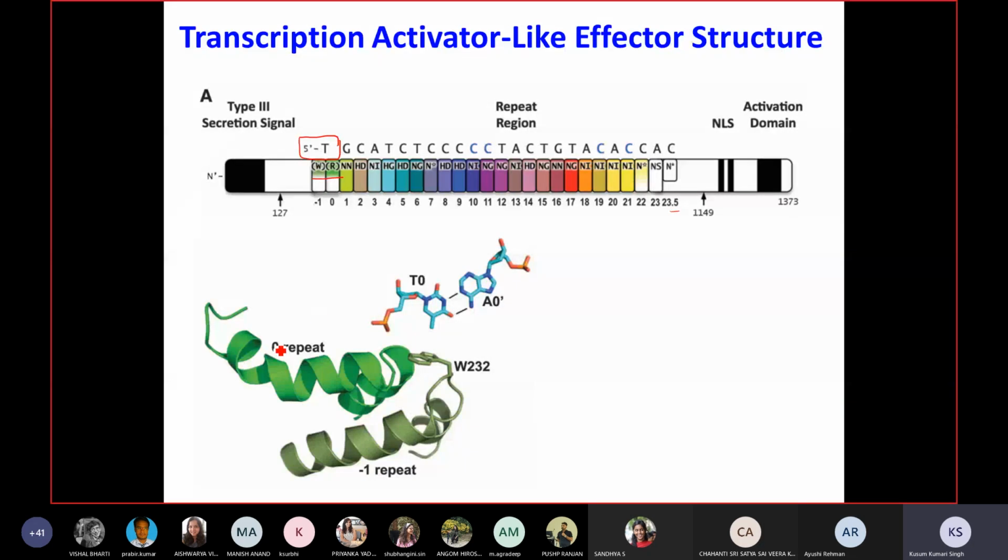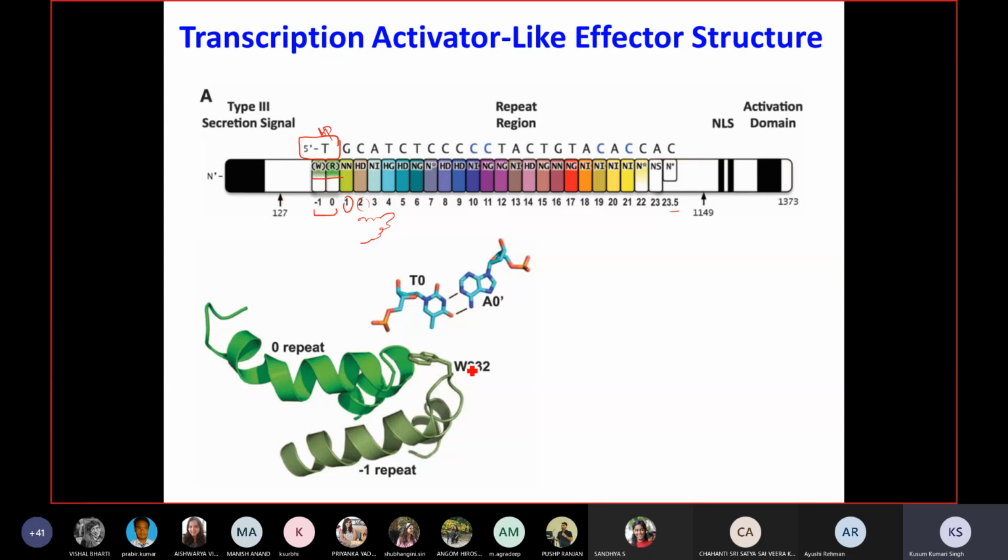So for example, this is the 0 repeat, and together the 0 and 1 repeat, or 0 and minus 1 repeat, form a structure similar to 1 or 2. That means a helix, loop, helix kind of structure. So the 0 and minus 1 repeats together form a total structure that corresponds to your 1. And both together, they are actually binding to the T residue or T base pair.